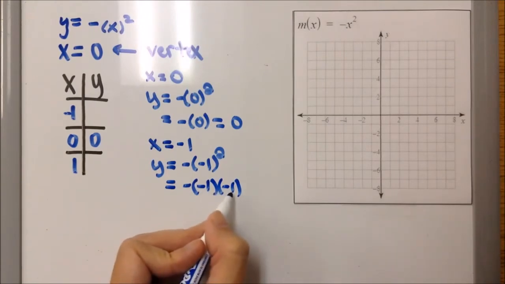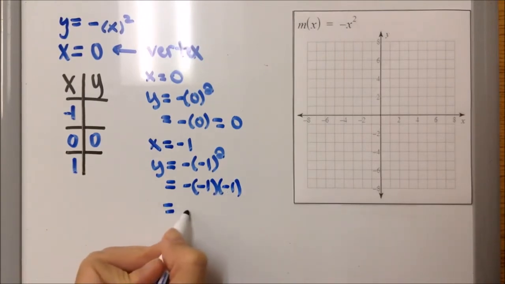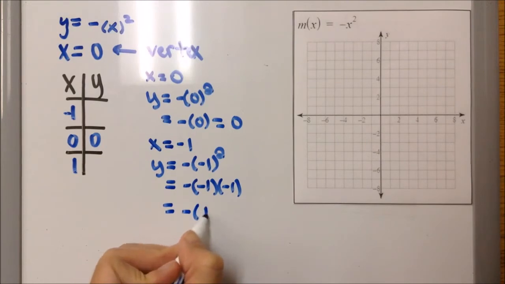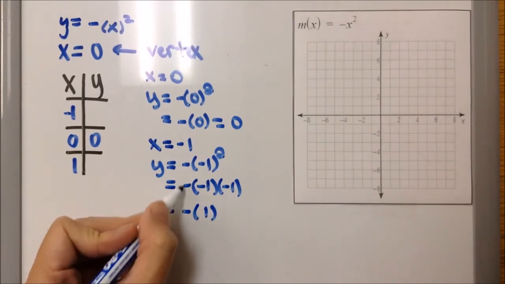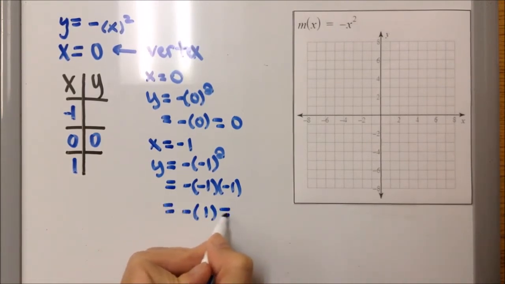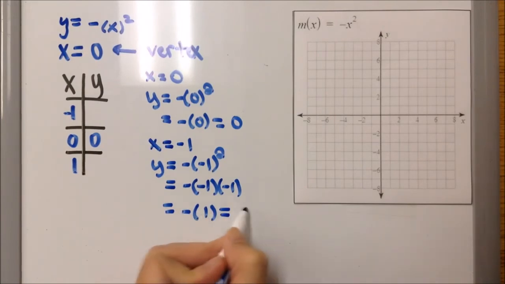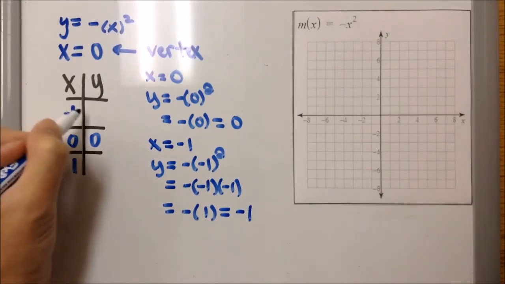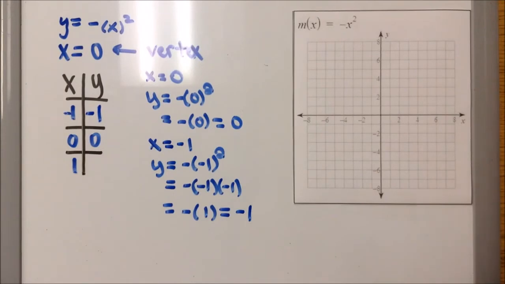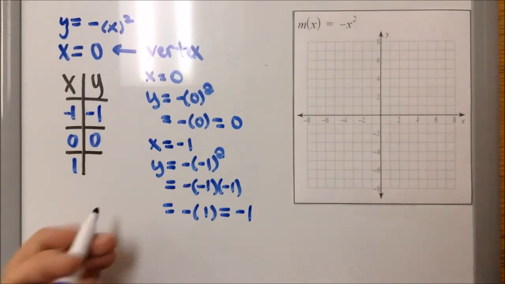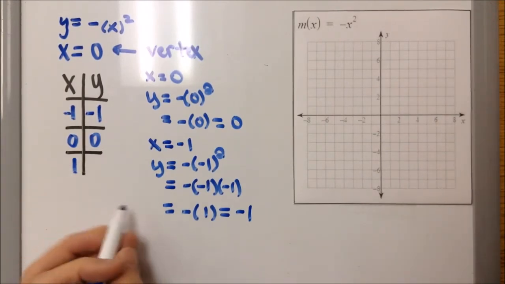So we have negative 1 times negative 1. That would just be a positive 1, but we still have a negative outside. The negative did not disappear. So negative of a positive 1 is just negative 1. Just like that.